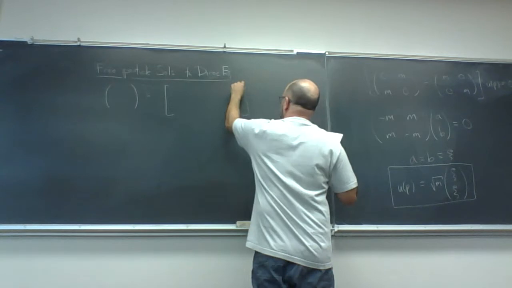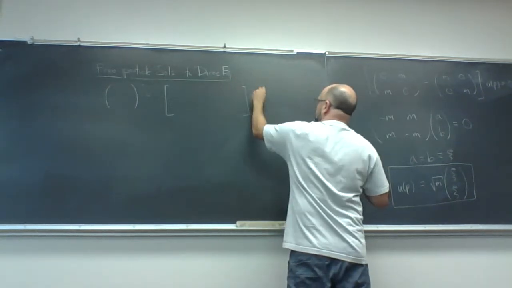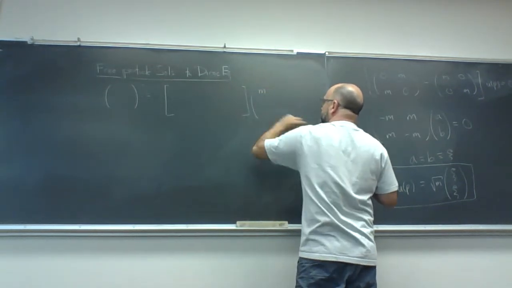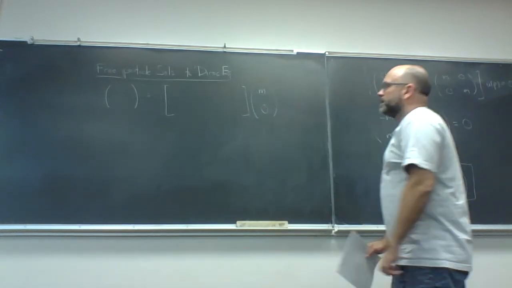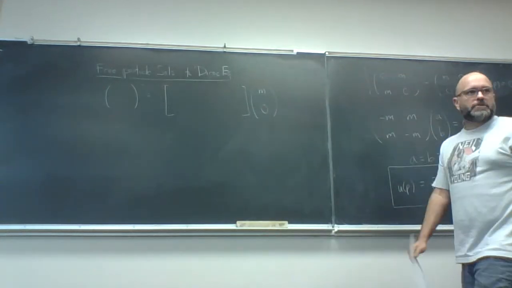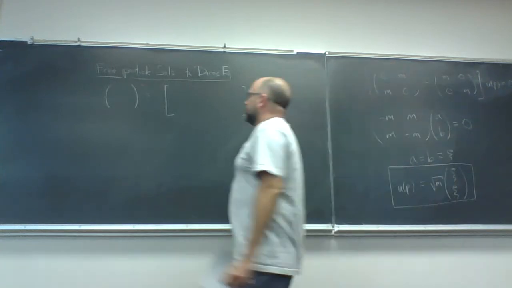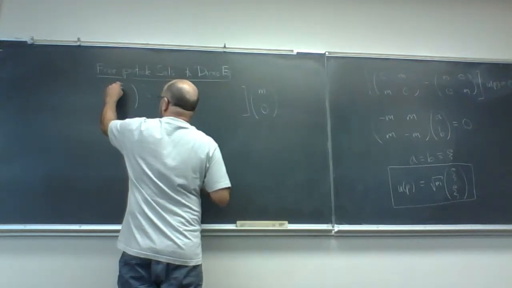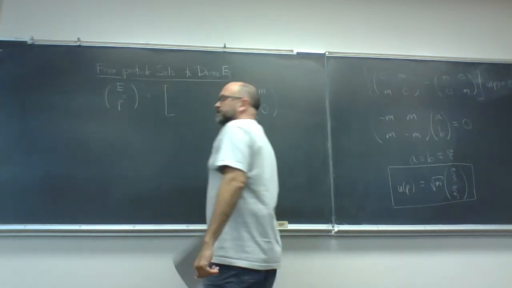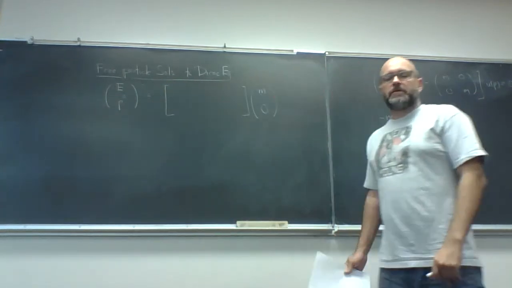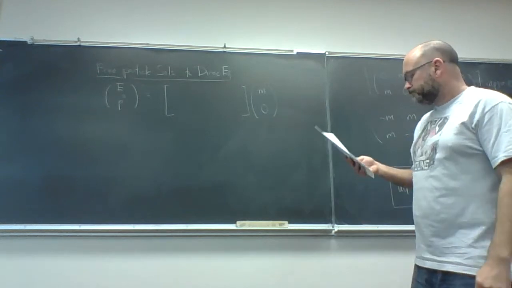So I'm in my rest frame. So my 0 component is m, and everything else is 0. I want to perform a boost along the z direction. So what I'm going to have after I perform the boost is some energy and then some component of momentum along the z-axis, which I'll denote by P3.